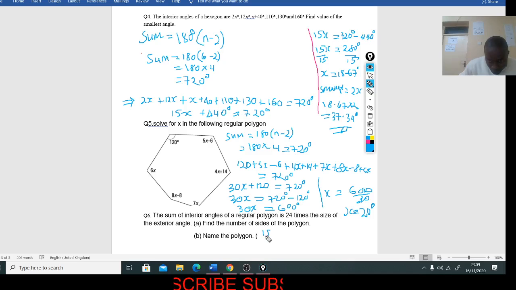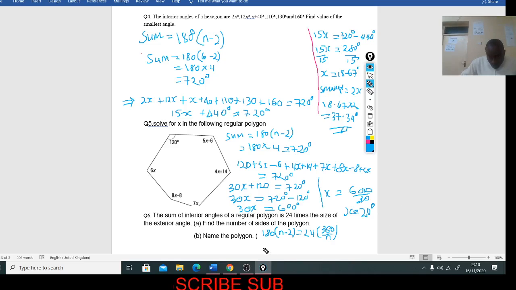So this tells you that 180 into brackets n minus 2 should be equal to 24 times the size of the exterior angle, and the size of the exterior angle is 360 degrees all over n. That is how we get the exterior angle.